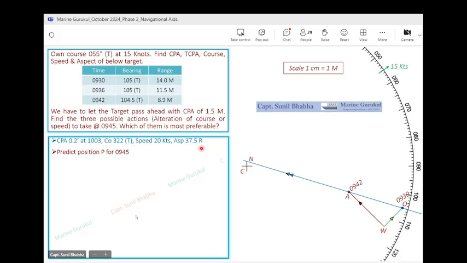Now proceeding ahead. Since the action is to be taken at 0945 hours, we have to first predict the position of the target ship at 0945. So basis this distance Oscar alpha covered in 12 minutes, we find out the distance which will be covered in 3 minutes, and from point A at that much of distance we mark off the predicted position of the target. Let us name that position as P, Papa. So you can see Papa point coming up on the screen, and we have mentioned the time 0945 along with it. So at 0945 the target is expected to be at point Papa.